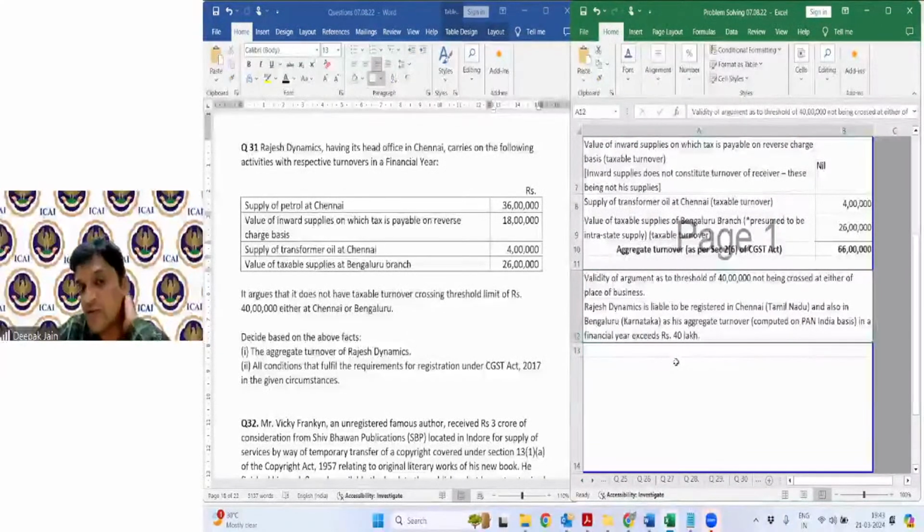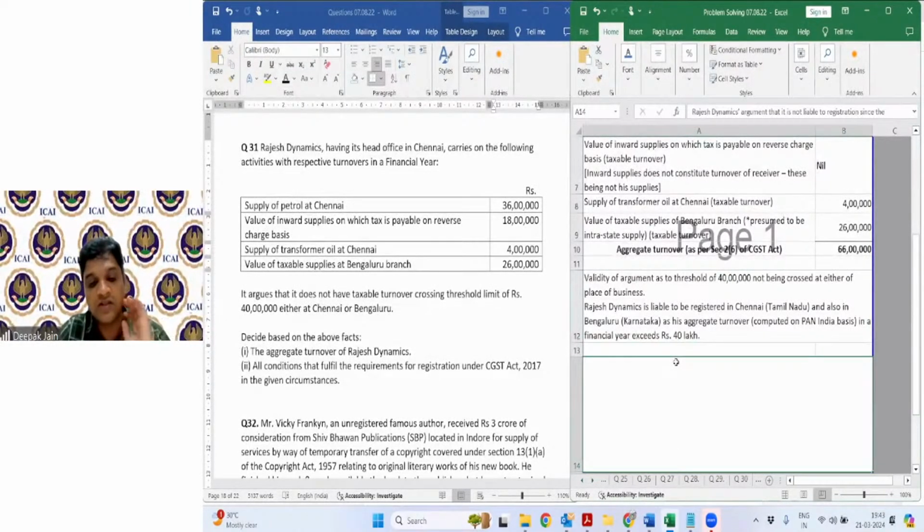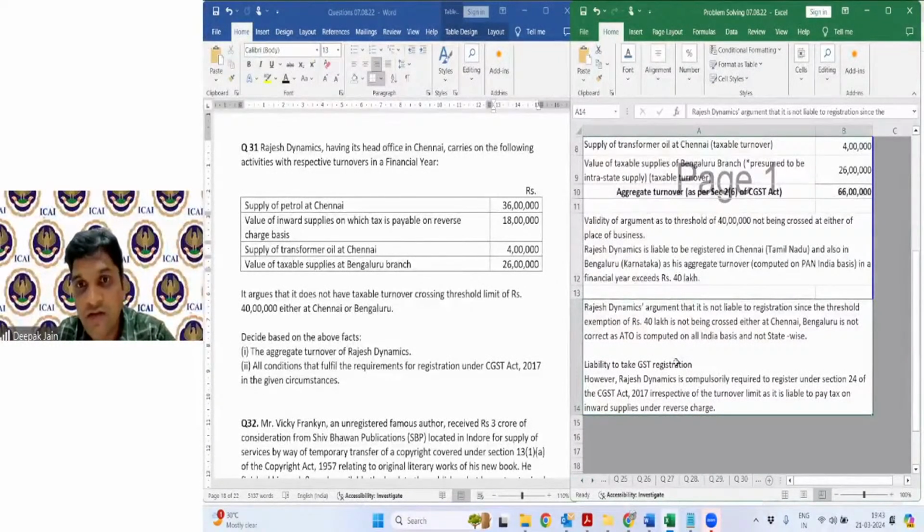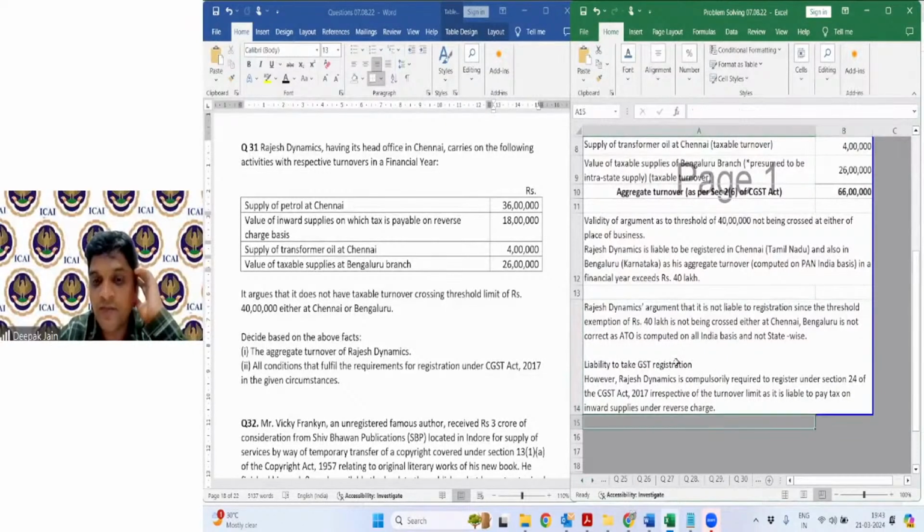Had he made only exempted turnover, then we will not register him. Since he's making taxable turnover, he will have to register. So the argument of the client Rajesh Dynamics, that it is not liable for registration, is not correct, as the aggregate turnover is computed on all India basis.